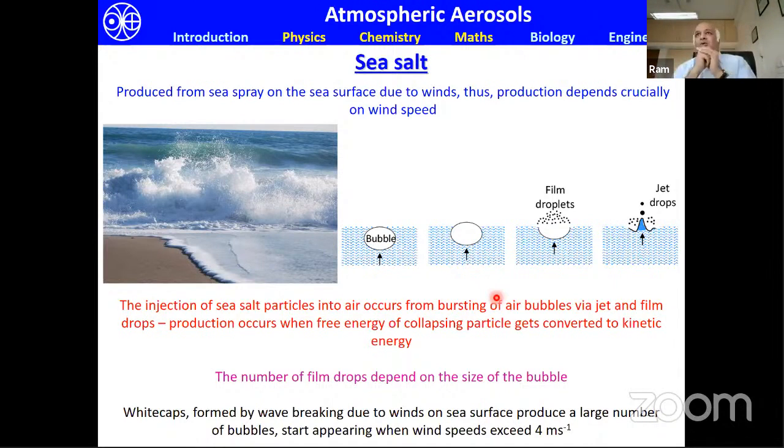So usually when the wind speeds exceed 4 to 5 meters per second, you see on the ocean surface a kind of white layer, which we call the white caps, which are formed by wave breaking due to winds on the sea surface. They produce a large number of bubbles. These start appearing when the wind speeds exceed about 4 meters per second. So this is how the sea salt particles in the atmosphere are produced.